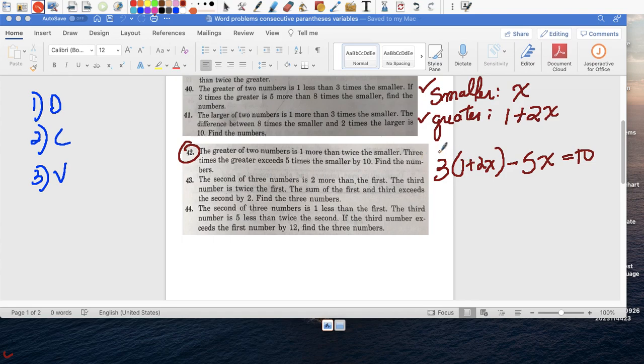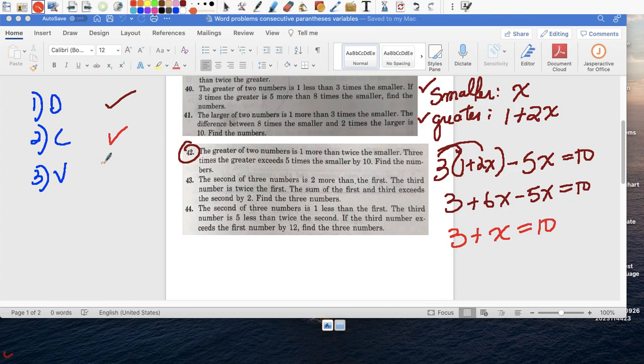Well, now we get to do some more distributive property, yes there is. So let's do this distributive property. 3 times 1 is 3. 3 times 2x is 6x. Minus 5x equals 10. Done. Combine like terms, yes there is. I can combine the 6x and 5x. So I get 3 plus, and this is just x, right? Equals 10. Are there variables on both sides?